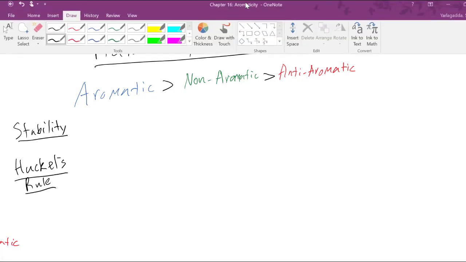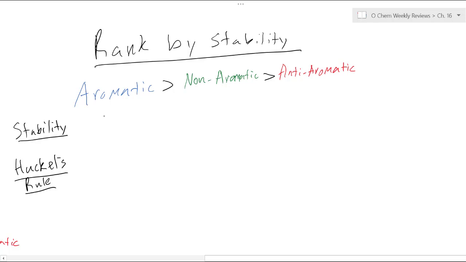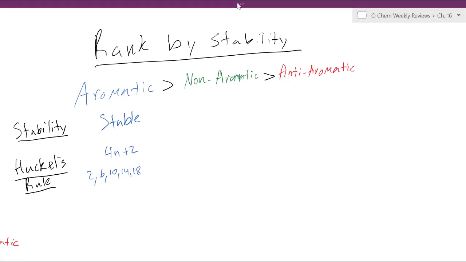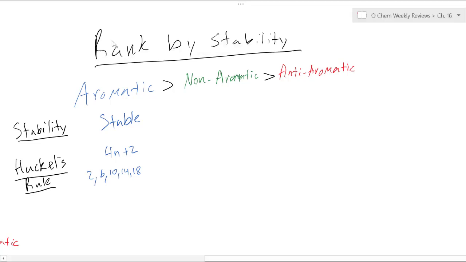So for aromatic, it's stable, and it has 4n plus 2, and it could be, again, 2, 6, 10, 14, 18. Non-aromatic is unstable.